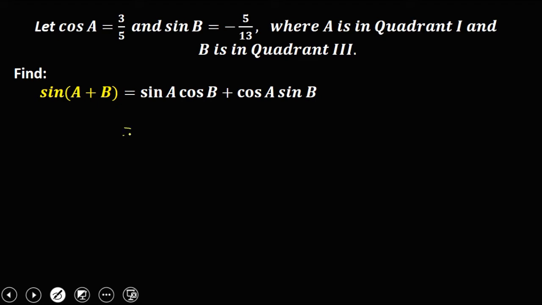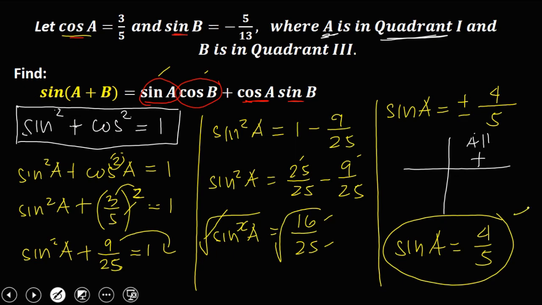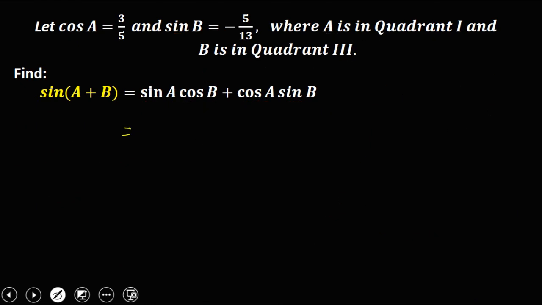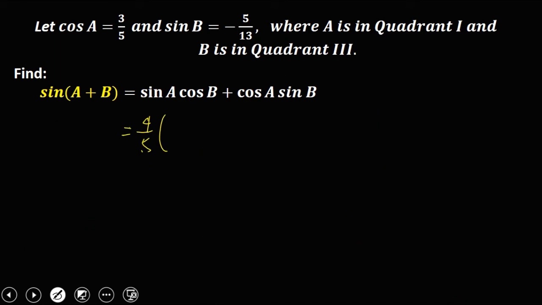So substitute now the values. So sine A is 4 over 5, times cosine B. Cosine B is negative 12 over 13, plus cosine A. So cosine A, that's 3 over 5, times sine B. Sine B is negative 5 over 13.